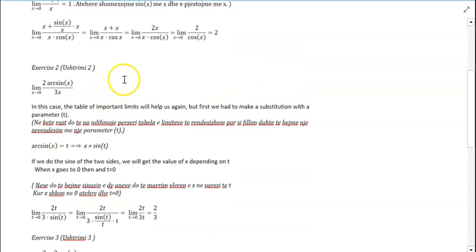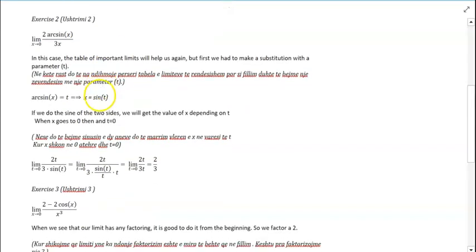Okay, let's move on with the exercise 2. We have the limit when x goes to 0 of 2 arcsine of x over 3x. In this case, the table of important limits will help us again. But first, we have to make a substitution with the parameter t. If we do, we have the arcsine of x is equal to t. And if we do the sine of the two sides, we'll get the value of x depending on t, where the x is equal to sine of t. And when x goes to 0, then the t goes to 0.